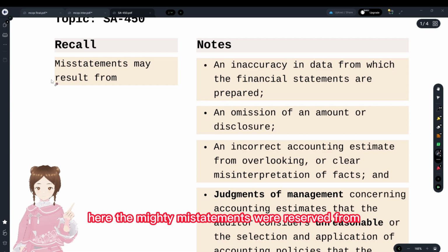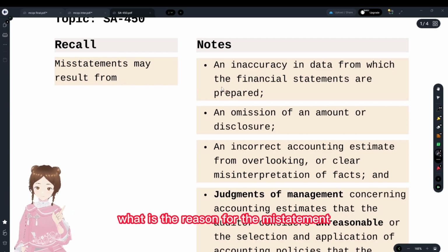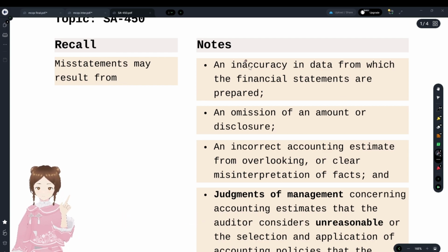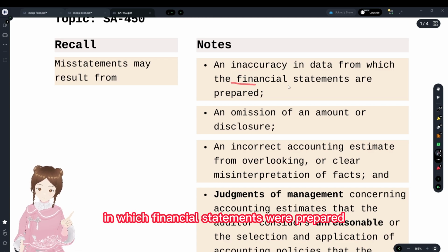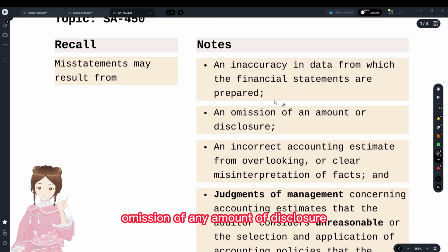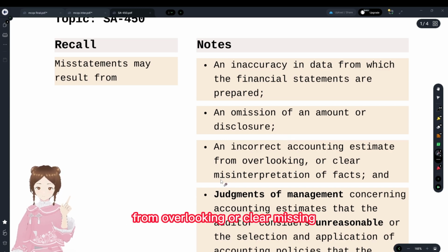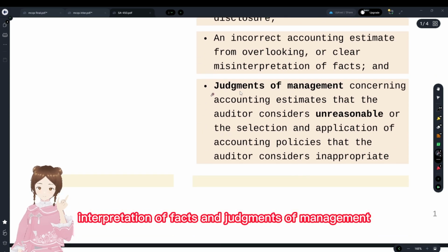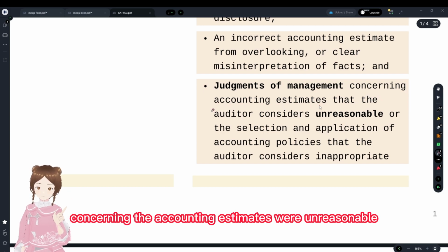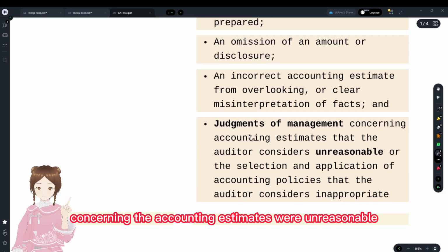The misstatements may result from, what is the reason for the misstatement? Inaccuracy in the data from which financial statements were prepared, omission of any amount or disclosure, or incorrect accounting estimate from overlooking or misinterpretation of facts, and judgments of management concerning the accounting estimates that were unreasonable.